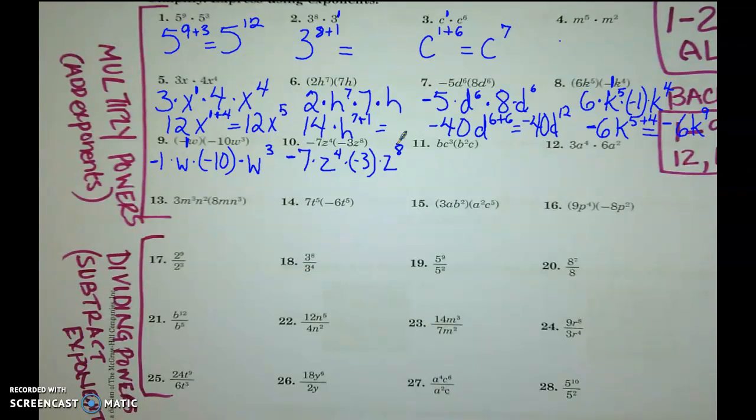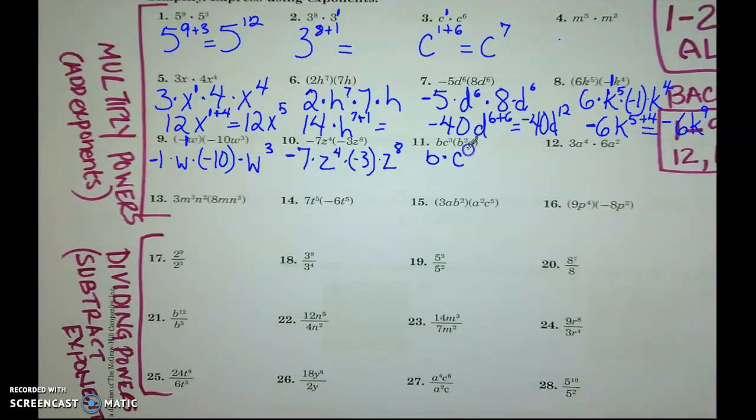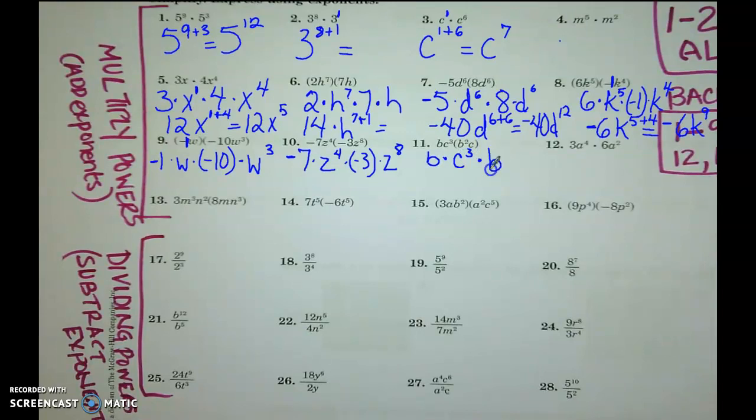Number 11, breaking it apart. b times c to the 3rd times b squared times c. Remember, when we don't see the exponent, it's automatically to the first power. It's the invisible first power. We can't see it, so we just have to know it's there. Okay, so go ahead and simplify number 11.